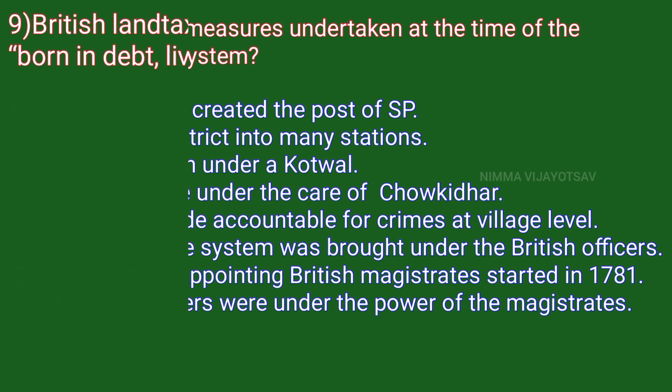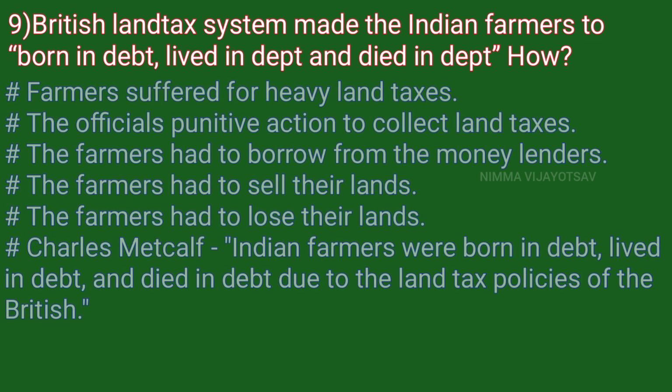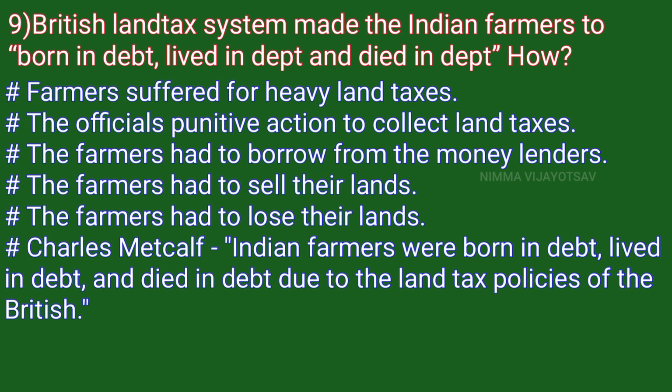Okay, next question. British land tax system made the Indian farmers born in debt, live in debt and die in debt. How? Farmers suffered from heavy land taxes. Official punitive action was taken to collect land taxes. The farmers had to borrow from the moneylenders. The farmers had to sell their lands. The farmers had to lose their lands.